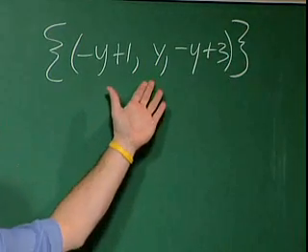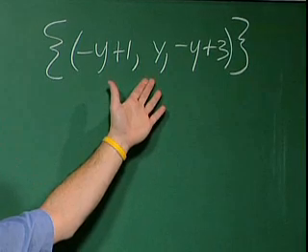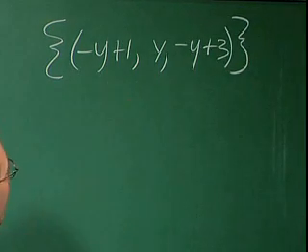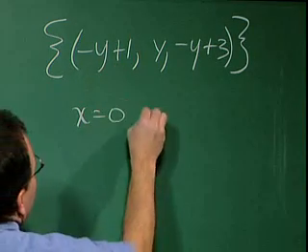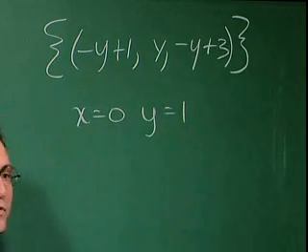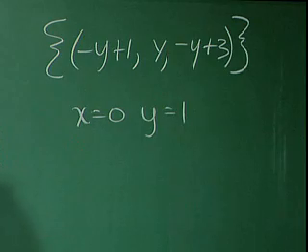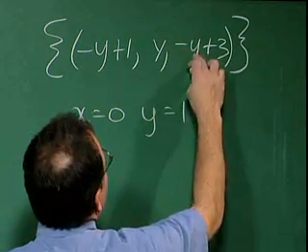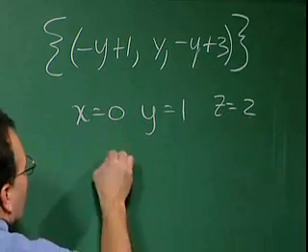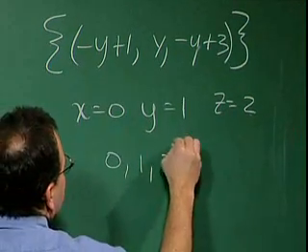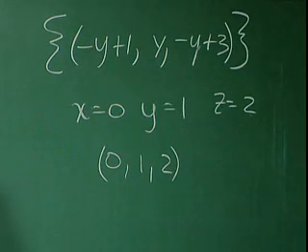So it's dependent on the value of y. For example, if y were equal to 1, then x would be 0, y would be equal to 1, and then z would be equal to, plugging a 1 in here, z would be equal to 2. So the ordered triple would be 0, 1, 2.